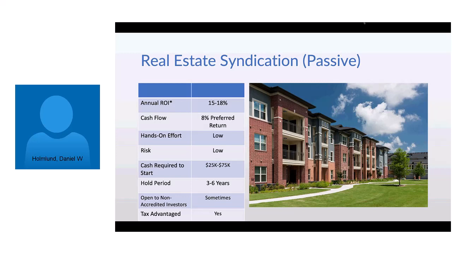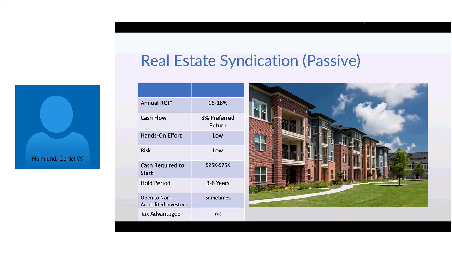So is this open to non-accredited investors? Sometimes. There's two types of syndications. One's called a 506B. The other one's called a 506C. 506Cs are only available to accredited investors, and the general management is allowed to publicly advertise them.